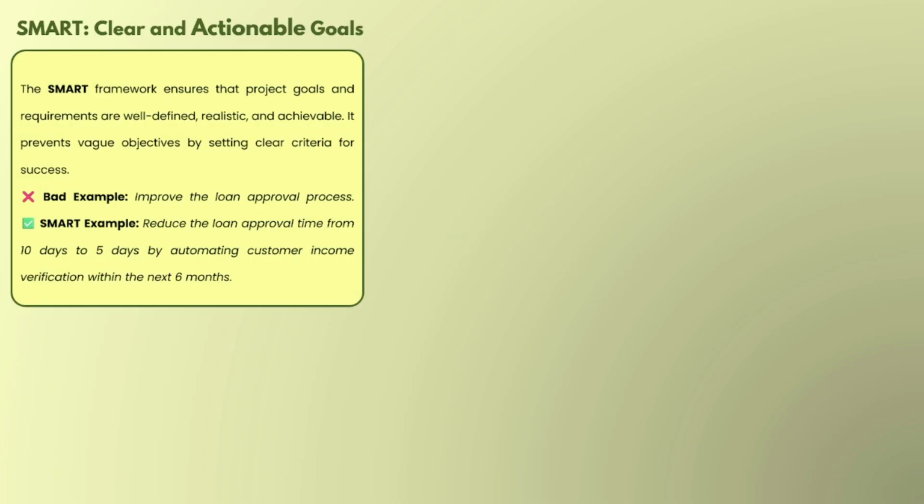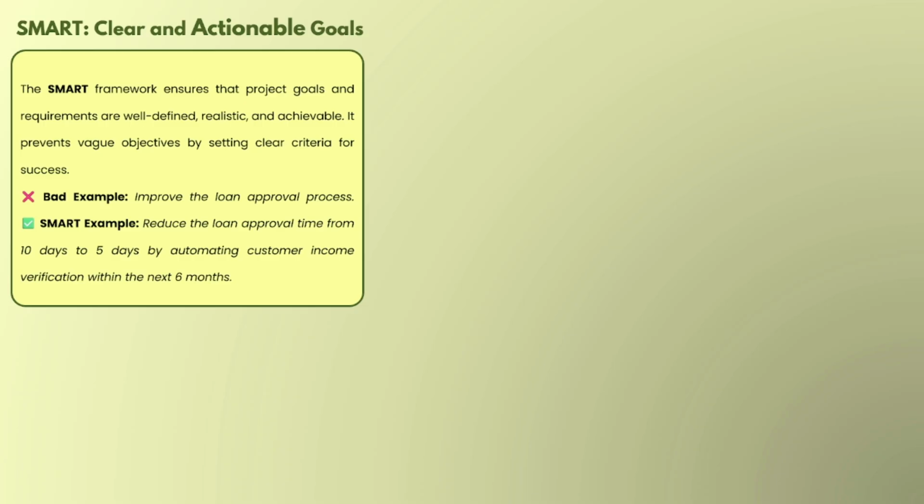The SMART framework ensures that project goals and requirements are well defined, realistic and achievable. It prevents vague objectives by setting clear criteria for success. Put simply, the SMART framework is a tool that helps us set goals that actually make sense. It makes sure we are clear on what we want to do, how we will measure it, and when we need to finish it. If we write a requirement like "improve the loan approval process" in a single line, this is a bad example. The SMART example should be: reduce the loan approval time from 10 days to 5 days by automating customer income verification within the next 6 months.